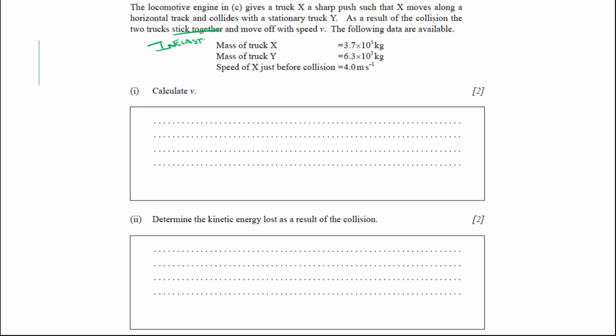As soon as I see one thing smashes into another and they stick together, I know that this is an inelastic collision. I'm going to do conservation of momentum. That's the thing to do when they give you this setup. And they move off with the speed v, so they move together with that speed. So I have the following data: the mass of each truck, the speed just before the collision. I want to calculate v, which they defined up here, so make sure I read that carefully. That's the speed of the two trucks moving together.